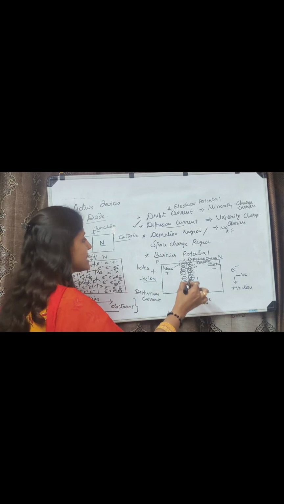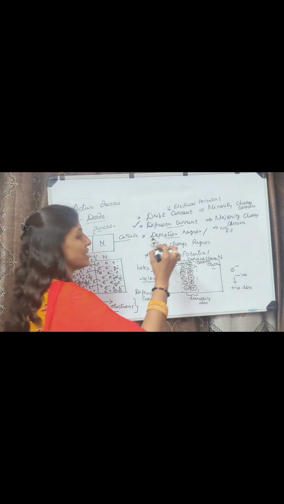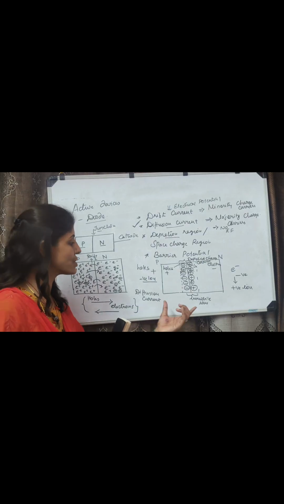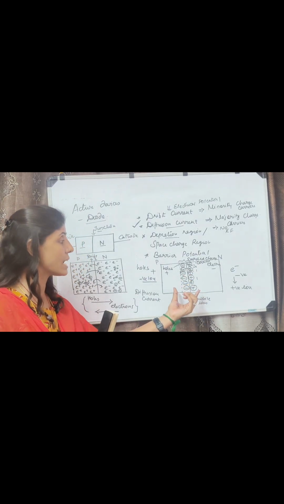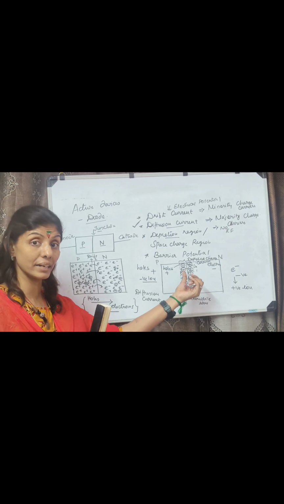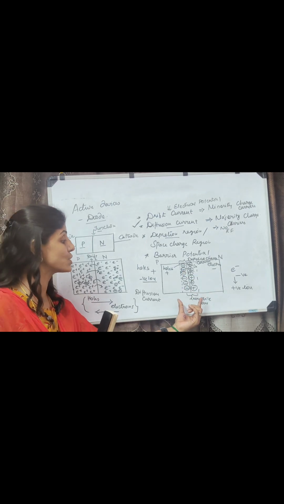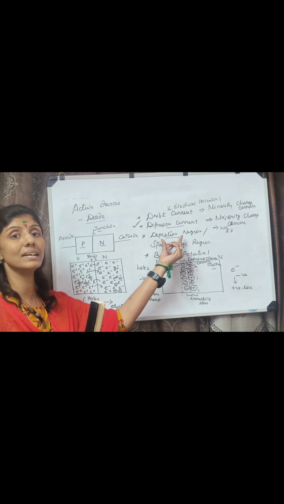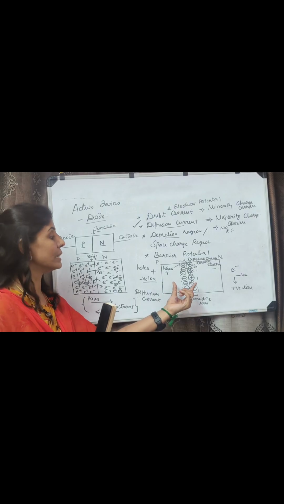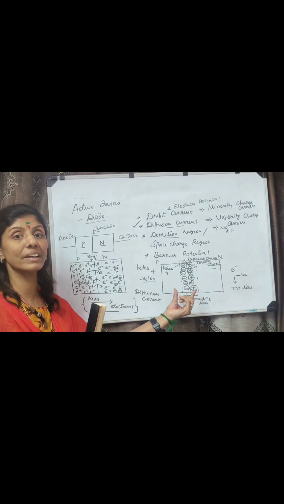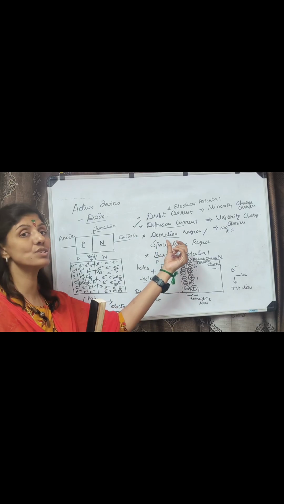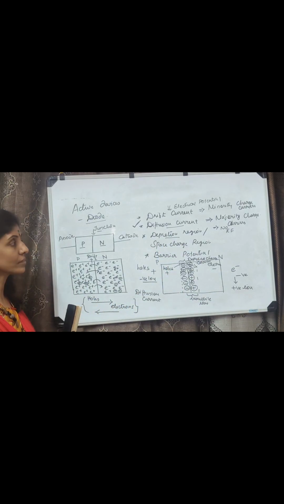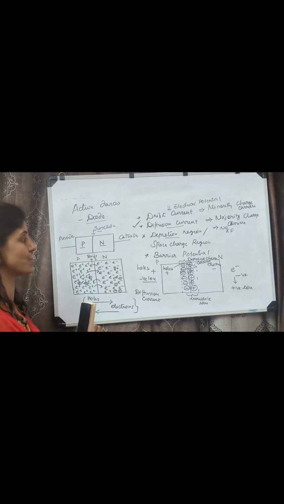That's why this region is termed a depletion region. These charge carriers are immobile ions, so they get accumulated near the junction. So that's why this region is termed a depletion region. This is a space which has a charge, that's why we call it a space charge region. Clear about the thing? What is a depletion region and space charge region?